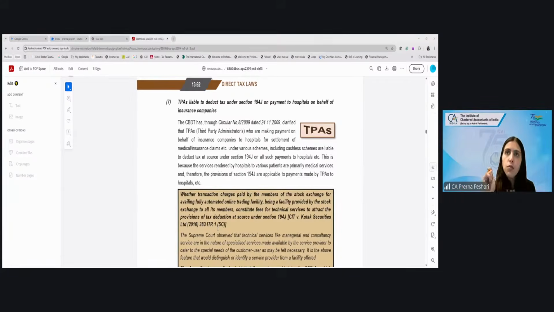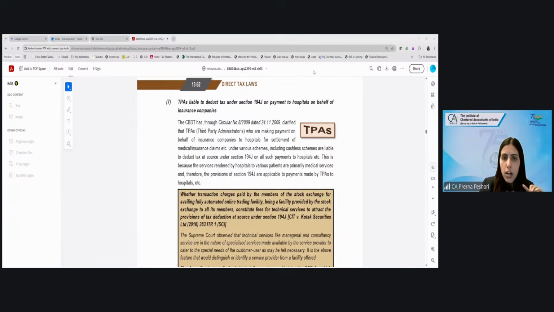What they do is when you want to make a payment, like under the cashless scheme or under any non-cashless scheme also, you go to the TPA's desk. They will take all your information. They are sitting for the insurance company and they will settle these claims to the hospital. The hospital will get the payment from the insurance company.